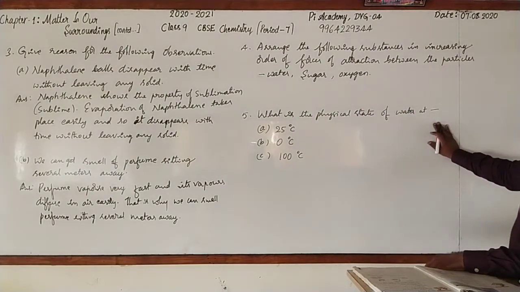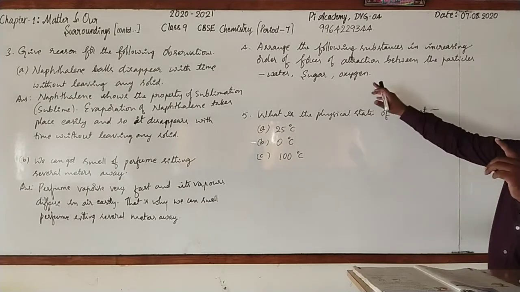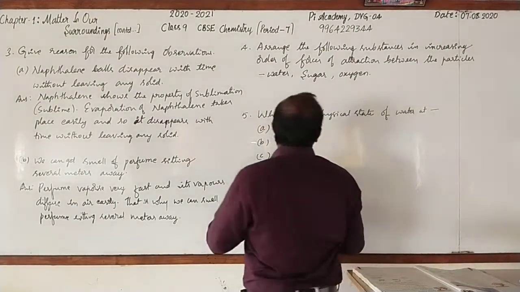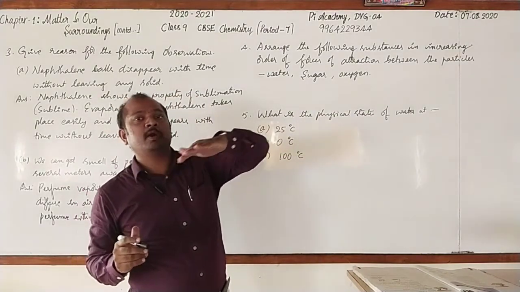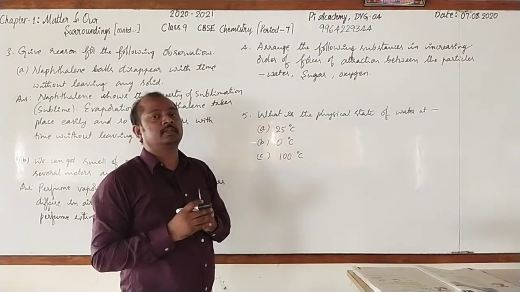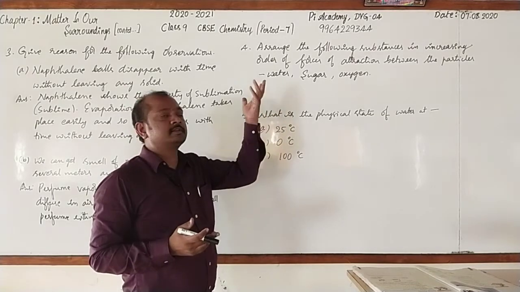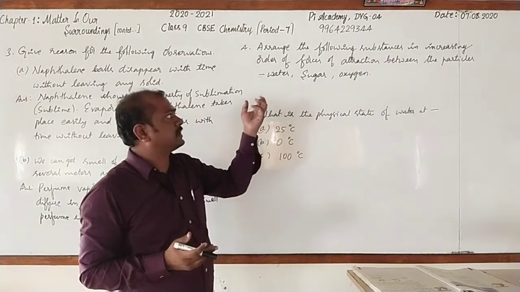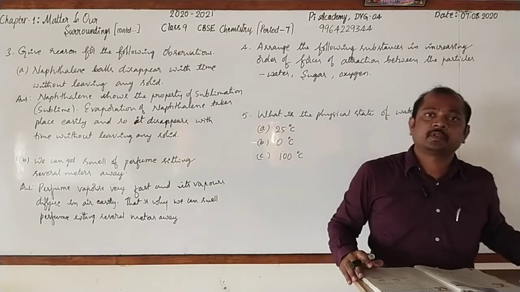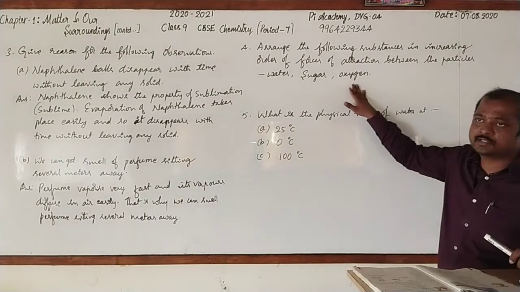Arrange the following substances in increasing order of force of attraction between the particles with respect to the substances water, sugar and oxygen. See that increasing order, that means smaller to bigger. So first you have to identify the substance in which the force of attraction is least, and very simple to identify because we know that water is a liquid, sugar crystals are solid and oxygen is gas. In which of these cases the intermolecular force is least? It is in case of oxygen.